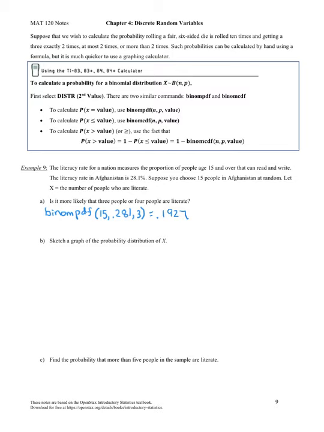Let's do the same thing for the probability that 4 people will be literate. And again, we'll plug this into our calculator. The video will show you exactly how to find this function here, and we end up with 0.2259. So the probability of choosing 4 that are literate is higher than the probability of choosing 3.